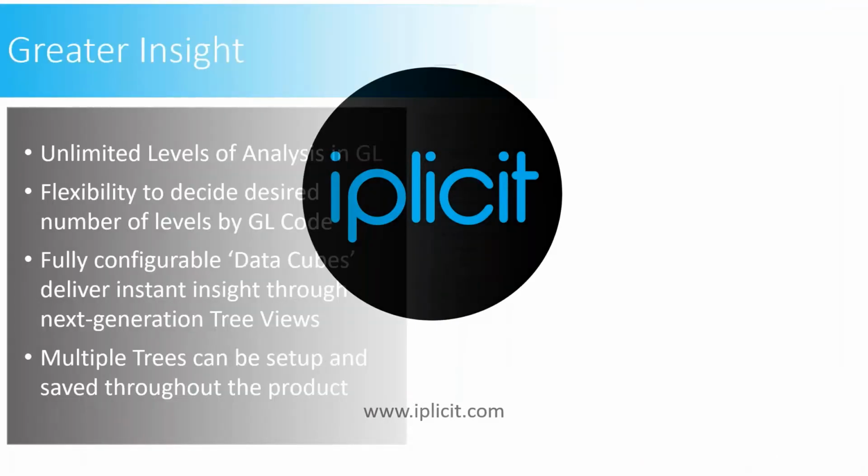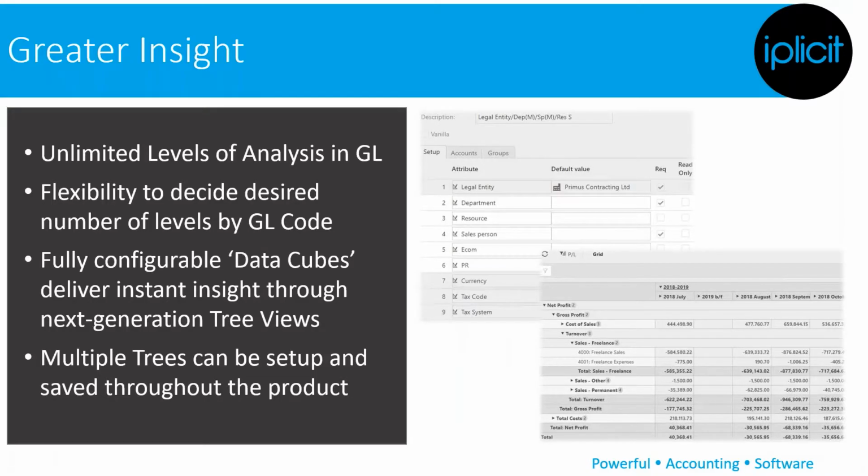So let's talk about how we can help you get greater insight. One of the great features of iplicit is that there are no restrictions to the number of levels of analysis in the general ledger. So if you wanted, I don't know, a cost center, department, a project, an area, or whatever it might be, and I've got on the screen here an example. I've got department, resource, salesperson, e-commerce, PR. So that's just an example, but it really is genuinely configurable.